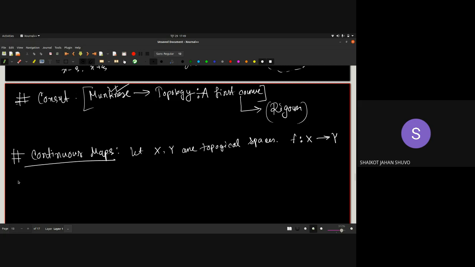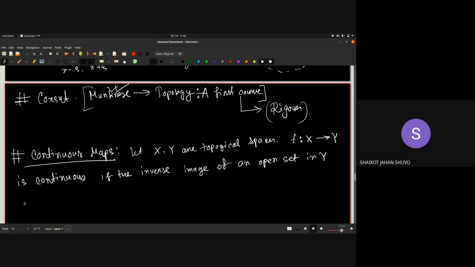it's called continuous if the inverse image of an open set in Y is an open set in X. This is the definition of a continuous map between two topological spaces.